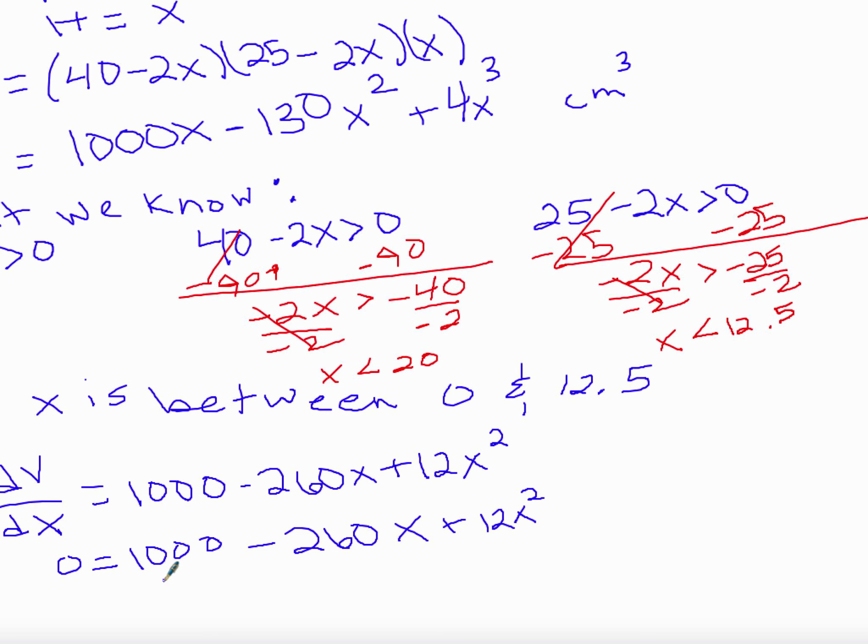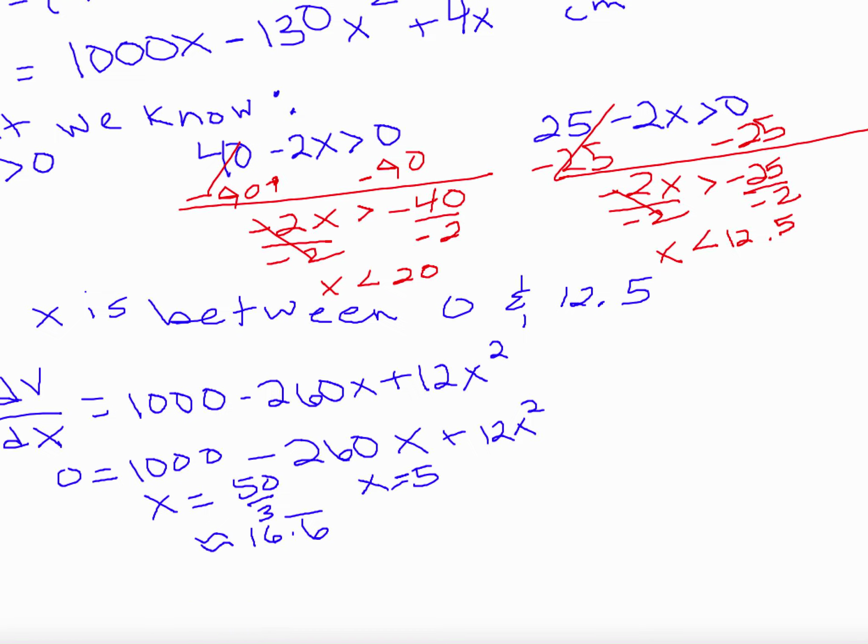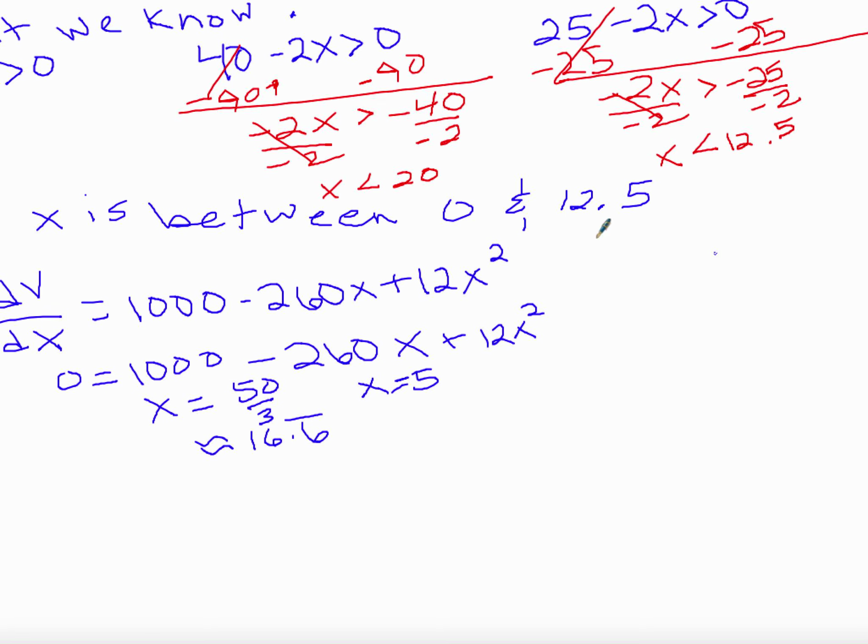And when I did, I got two results. I got x equal to 50 thirds, or x equal to 5. Now 50 thirds is approximately 16.6 repeating. But I just figured out that x has to be between 0 and 12.5. 16.6 is way too big.